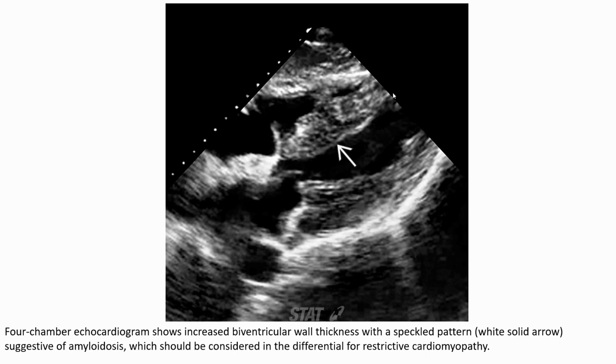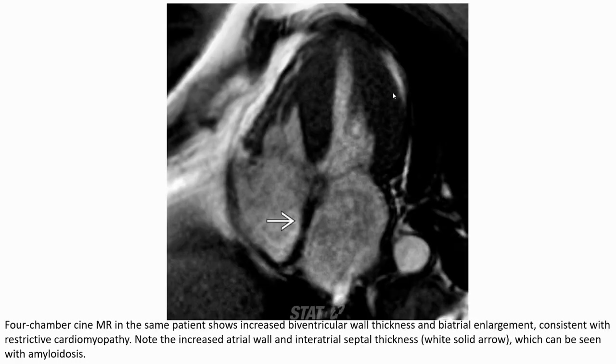The four chamber echogram shows increased biventricular wall thickness with a speckled pattern suggestive of amyloidosis, which should be considered in the differential for restrictive cardiomyopathy. This is a four chamber MR in the same patient, showing increased biventricular wall thickness and biatrial enlargement consistent with restrictive cardiomyopathy. Note the increased atrial wall and interatrial septal thickness, which can be seen with amyloidosis.